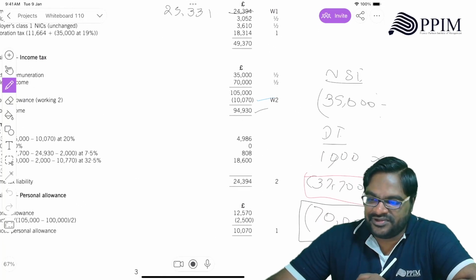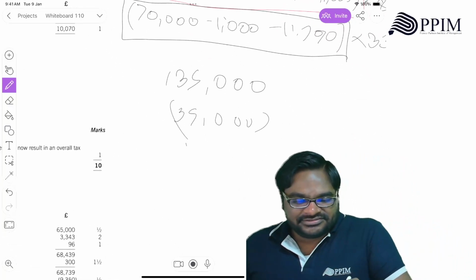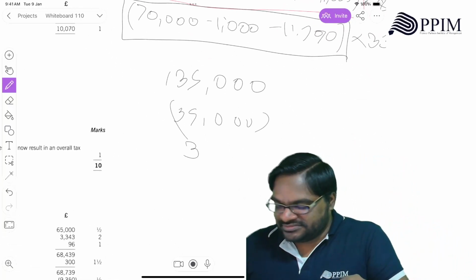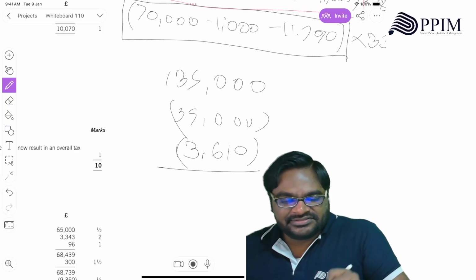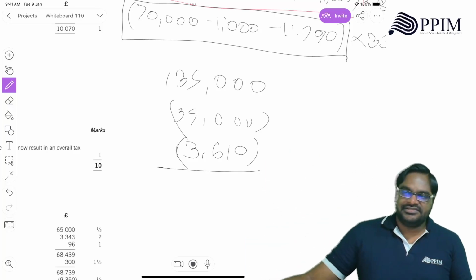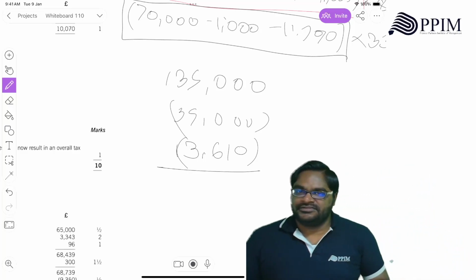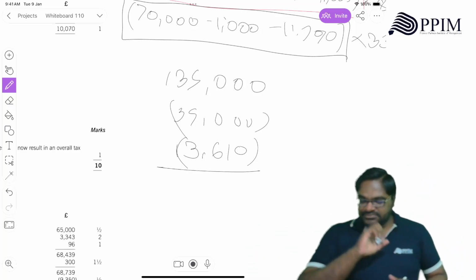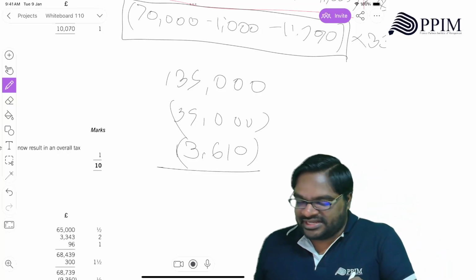Yes, class 1 employer's is 3,610. So I am deducting that. Then how much is your taxable income or the TTP rather? 96,390, right?